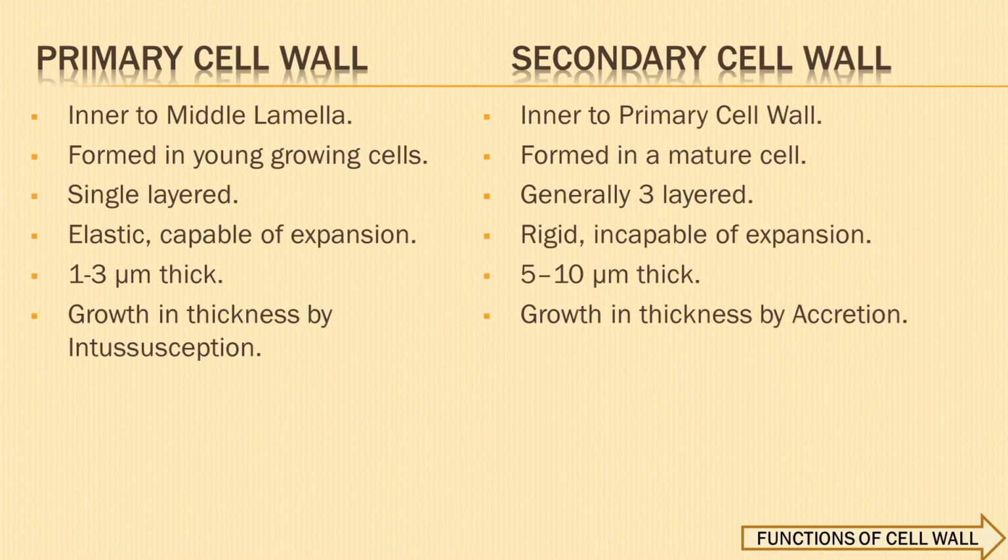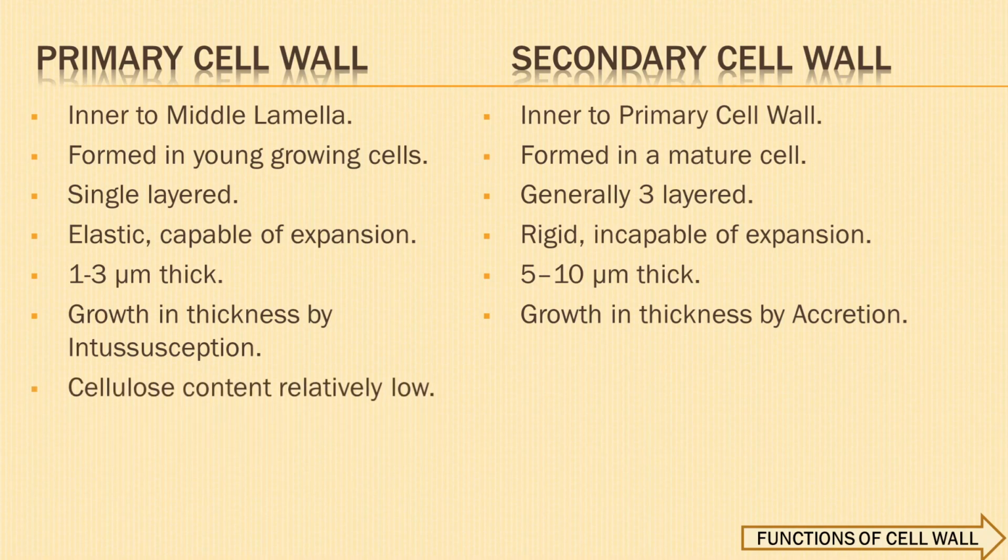The primary cell wall grows by addition of more wall material within the existing one. Such a growth is termed intussusception. In mature cells, more layers of cell material are added internally to the primary wall. These layers are called the secondary cell wall. Growth by addition of cell wall material on the existing one is called accretion.